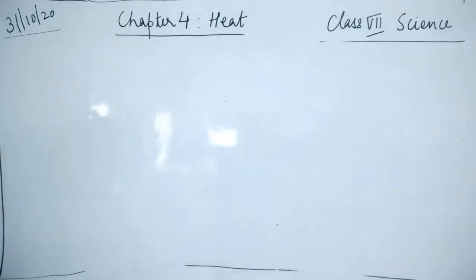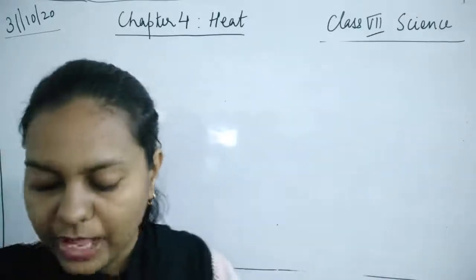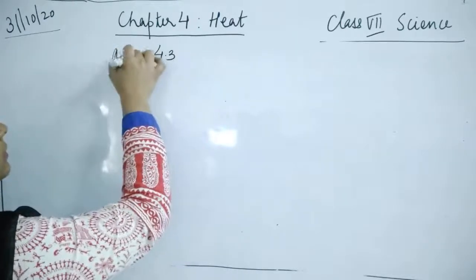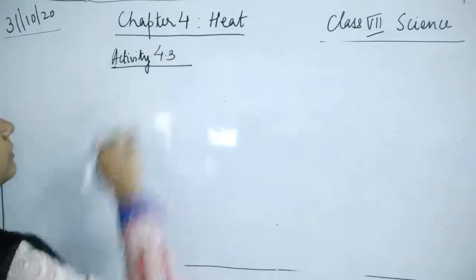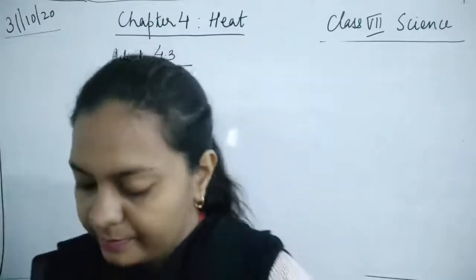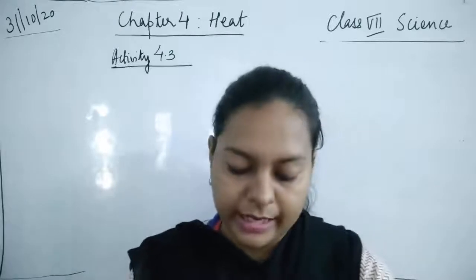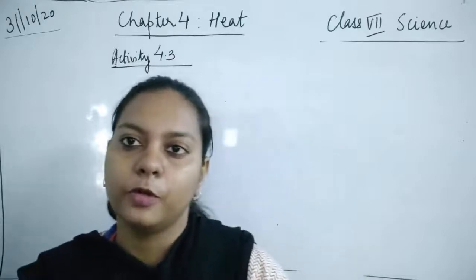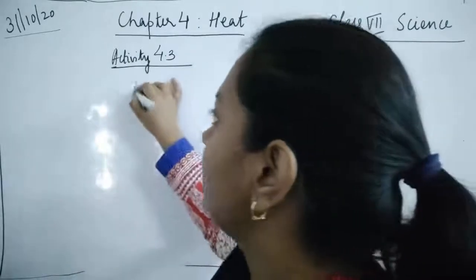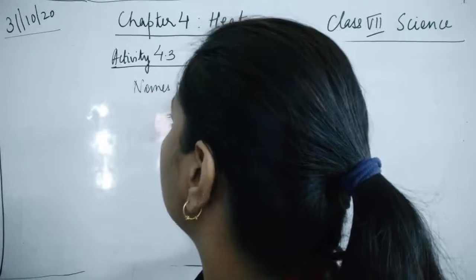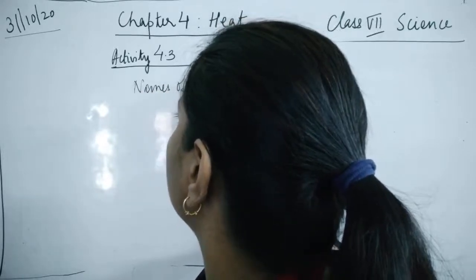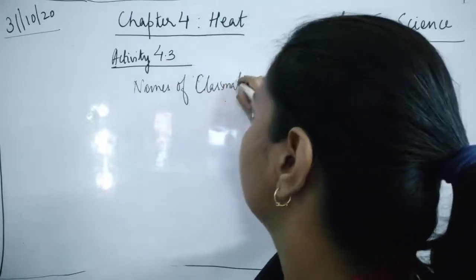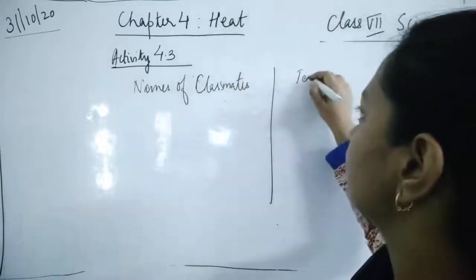So next is activity number 4.3. Measure the body temperature of some of your friends, at least 10, with the clinical thermometer, and record the observation in 4.2. So you can write down the names of your classmates, and the temperature.